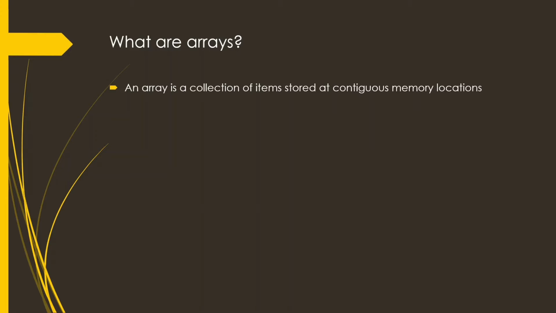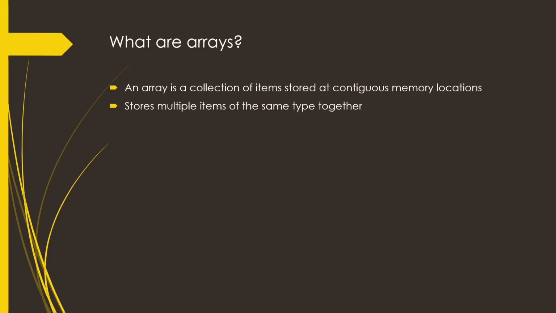In this video, we will learn about arrays. So what are arrays? An array is a collection of items stored at contiguous memory locations. Contiguous memory locations basically means continuous memory locations.